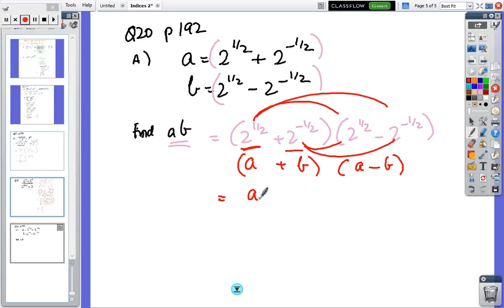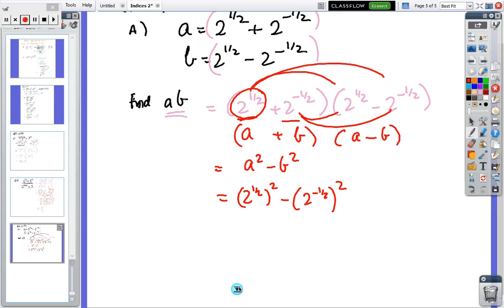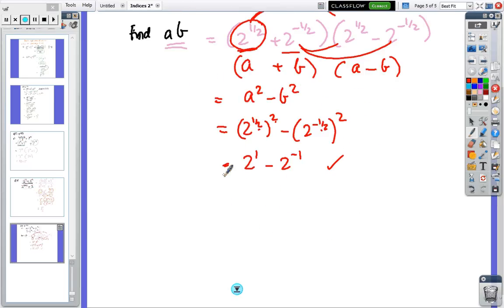And then this is the difference of 2 squares, A squared minus B squared, which means you just have to square that number. So we've got 2 to the half squared minus 2 to the minus a half squared. And a half times 2 is 1, so the answer is 2 to the 1. And minus a half times 2 is minus 1. And it doesn't say to leave them like that, so let's just assume that the answer can't have negative indices.